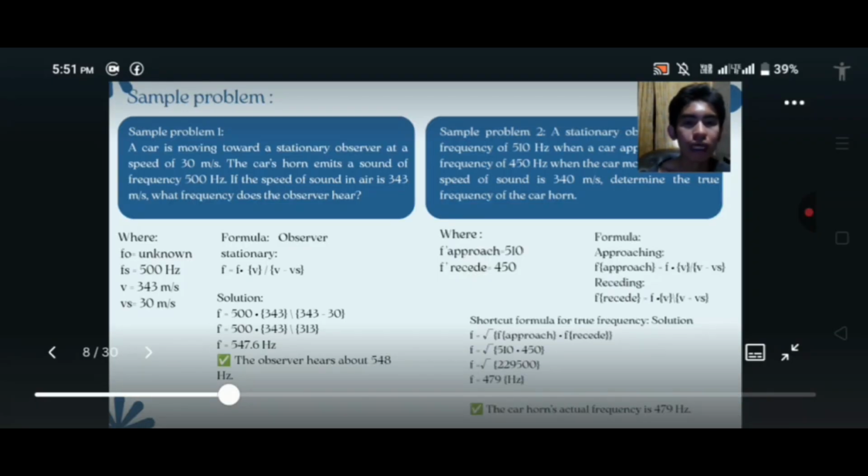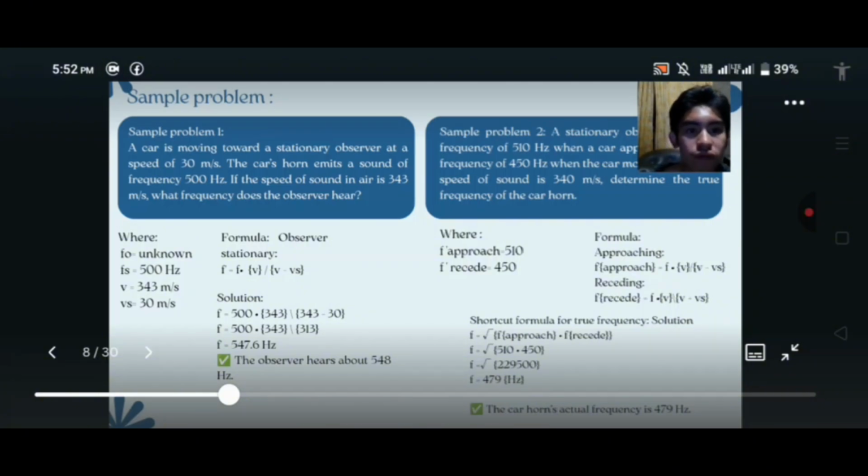Okay, sample problems. Sample problem number 1: a car moving towards a stationary observer at a speed of 30 meters per second. The car horn emits a sound of frequency 500 Hz. If the speed of the sound in air is 343 meters per second, what frequency does the observer hear? Here Fo is unknown, Fs is 500 Hz, V is equal to 343 meters per second, and Vs is negative 30 meters per second. It is negative because the source of the sound is moving toward the stationary observer.